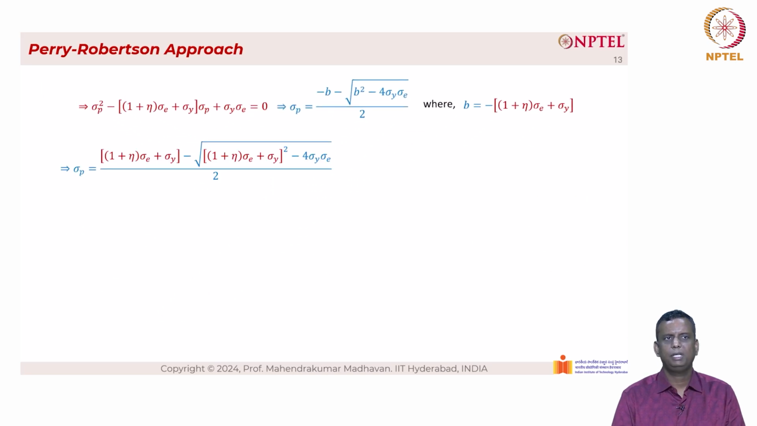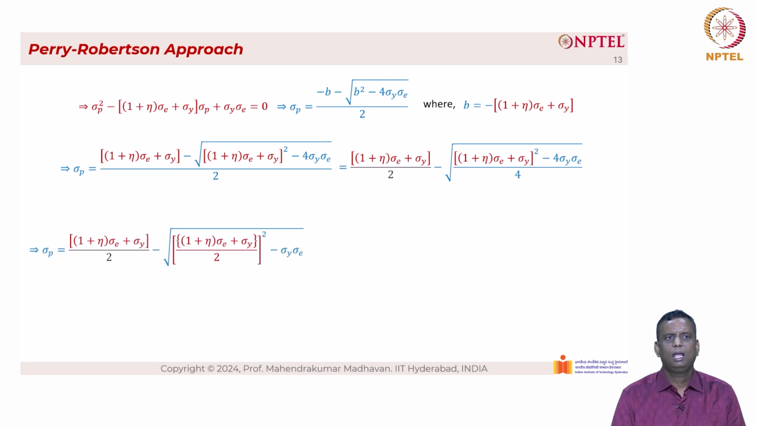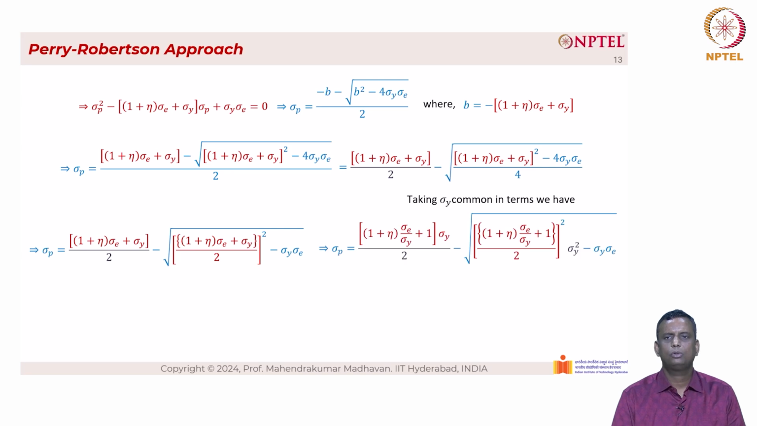Now we have σ_P equal to [(1 + η)σ_E + σ_y] minus the root of [(1 + η)σ_E + σ_y] the whole square minus 4σ_yσ_E, all divided by 2. This can be further simplified by dividing this equation by 2 and taking σ_y in common terms. We have σ_P equal to [(1 + η)σ_E/σ_y + 1]σ_y/2 minus the root of [((1 + η)σ_E/σ_y + 1)/2] the whole square into σ_y² minus σ_yσ_E.